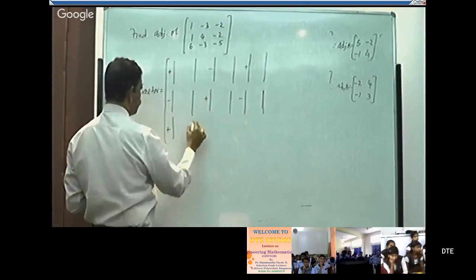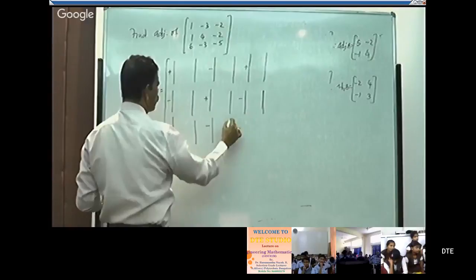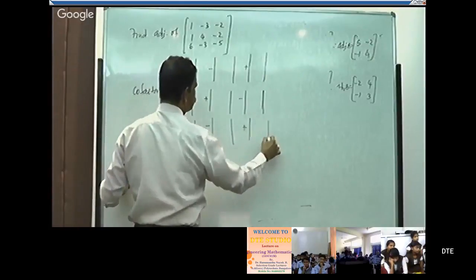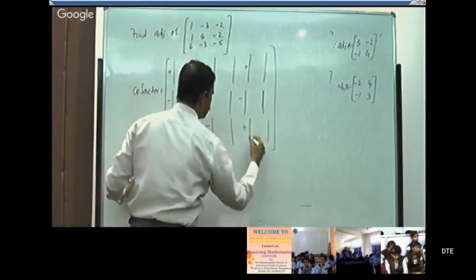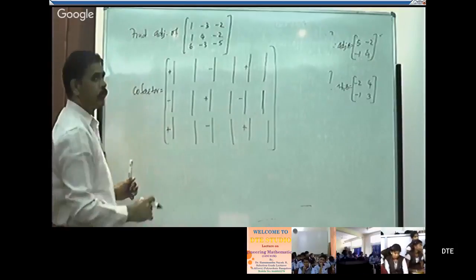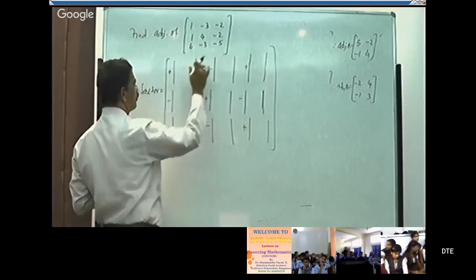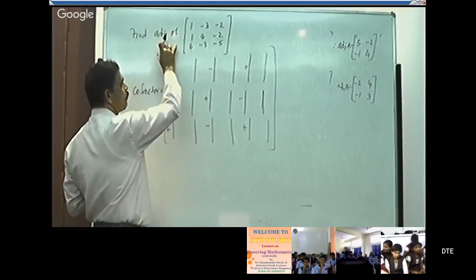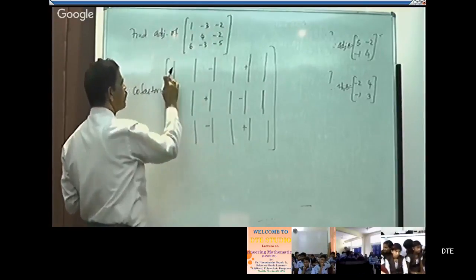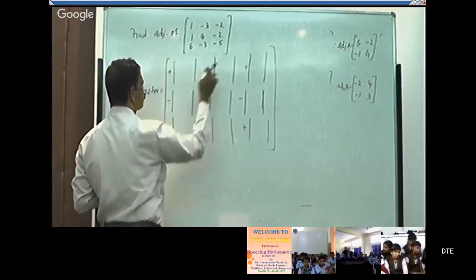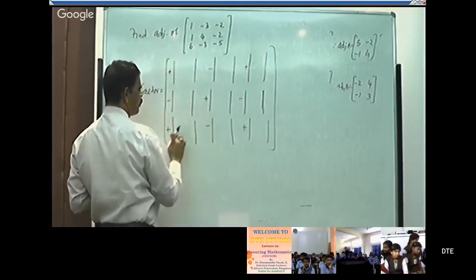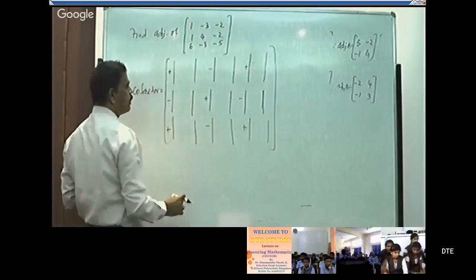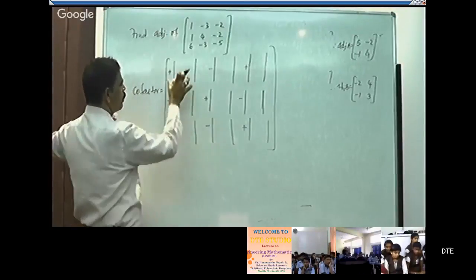Plus, minus, plus. Say you first take the skeleton along with the standard sign. What is the standard sign? To write the cofactor of a 3 cross 3 matrix, it is plus minus plus, minus plus minus, plus minus plus, and leave a space for writing the determinant.